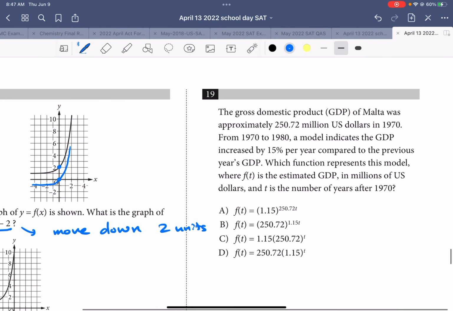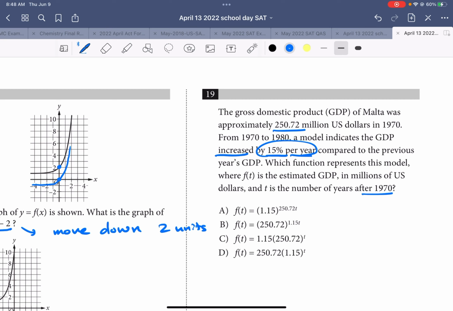Number 19. The gross domestic product, GDP, of Malta was approximately 250.72 million US dollars in 1970. From 1970 to 1980, the model indicates the GDP increased by 15% per year compared to the previous GDP. Which function represents this model? F of t is estimated GDP in millions of US dollars, and t is the number of years after 1970. So annually, per year, 15% increase.